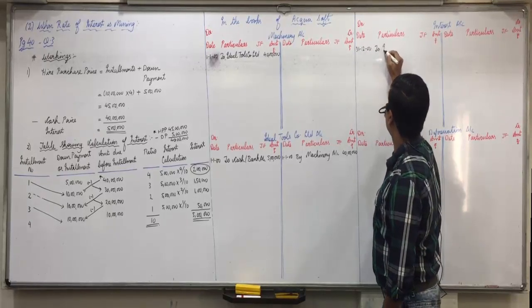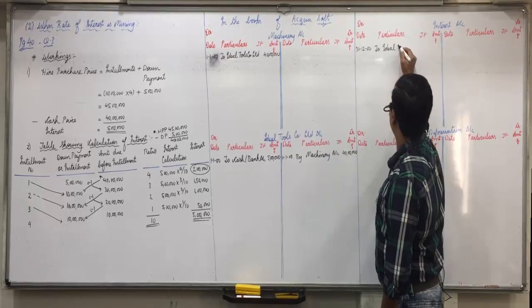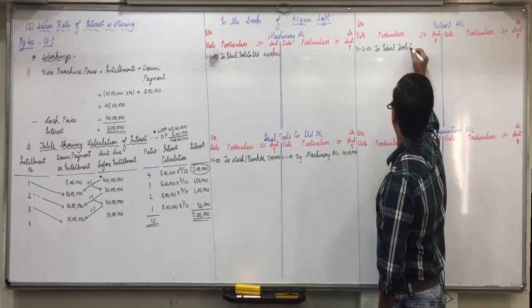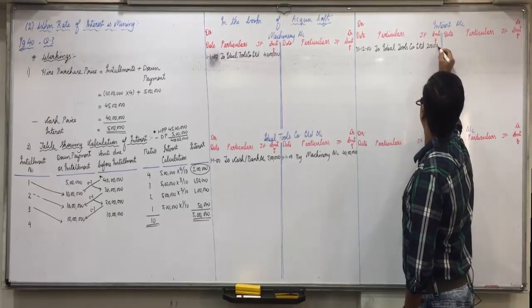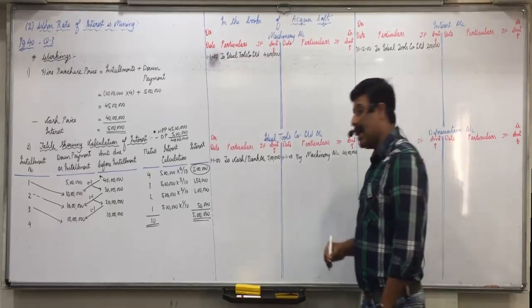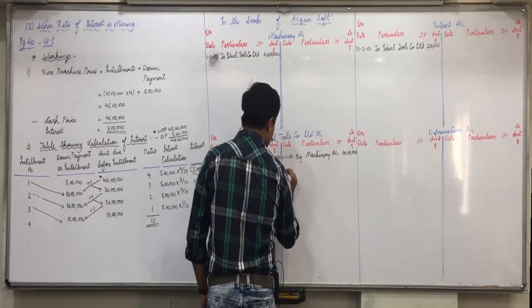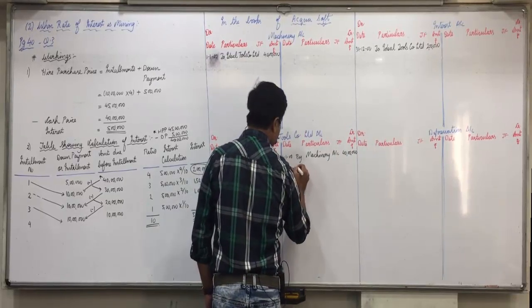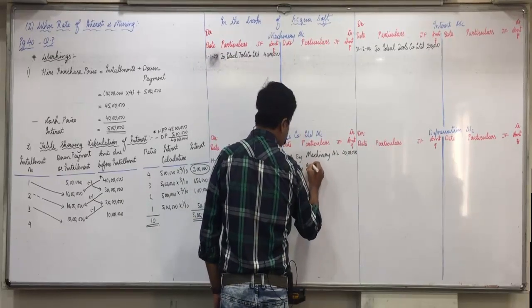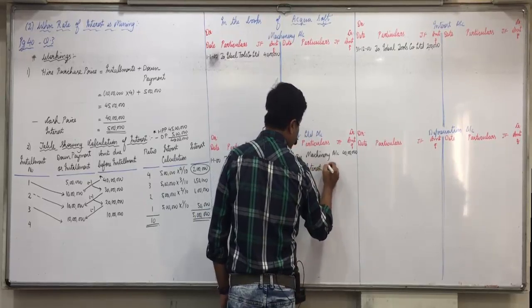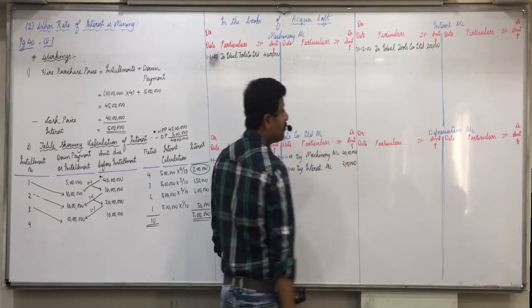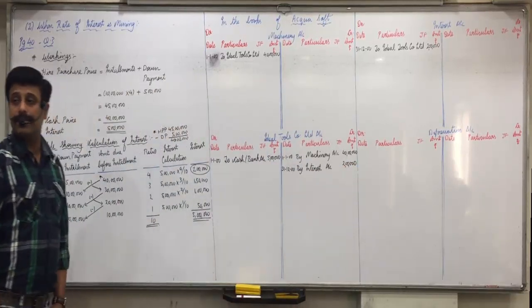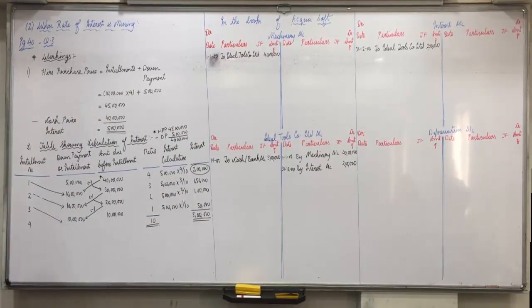31/12/2000 to Ideal Tools Company Limited account 2 lakhs. And opposite side in Ideal Tools Company Limited account 31/12/2000 by interest account 2 lakhs. Did everyone understand this? Any doubt up till here?